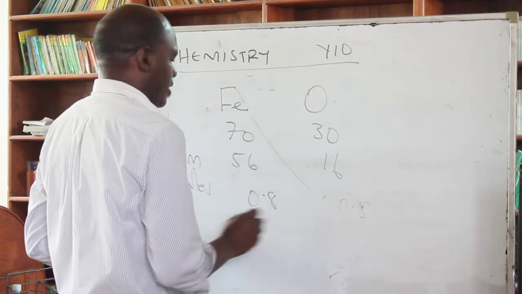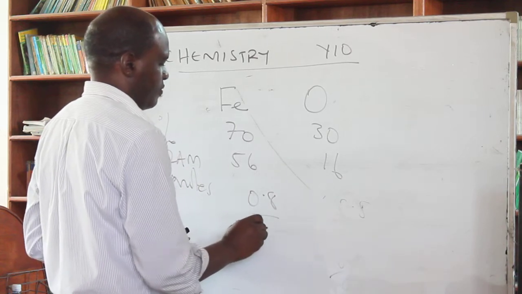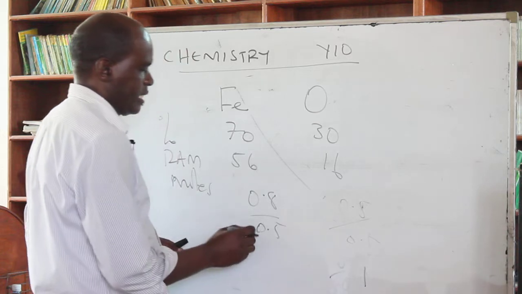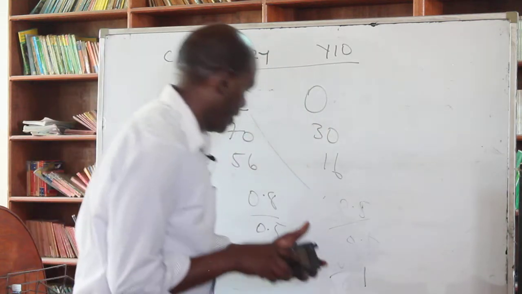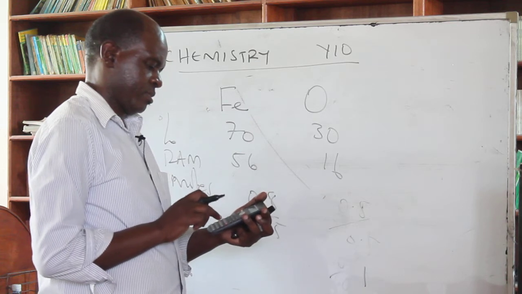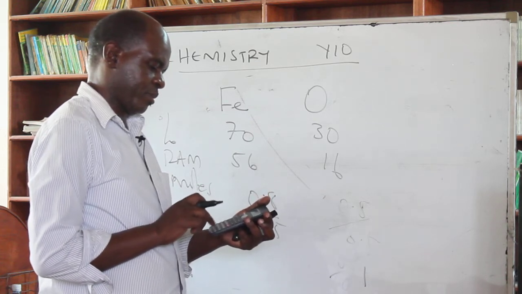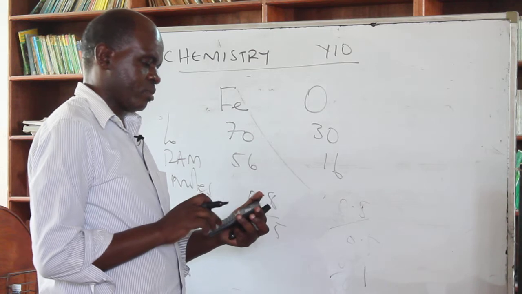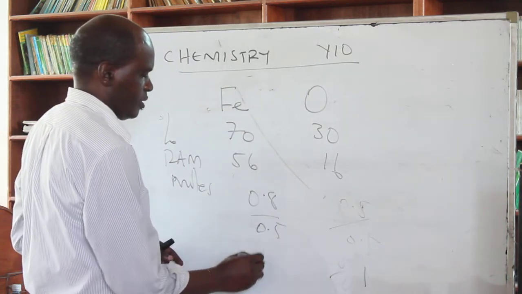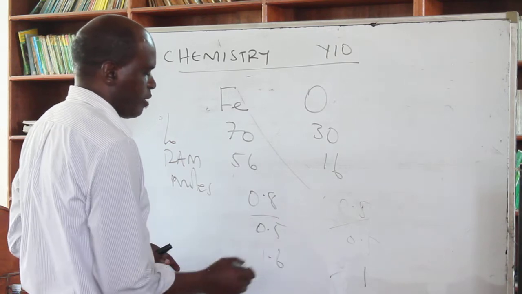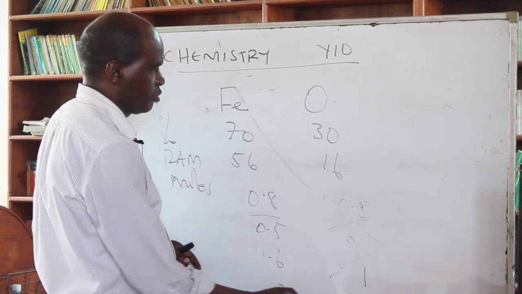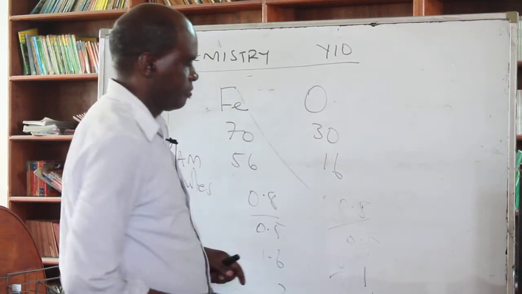Then we divide this by the smallest, 0.5, so that this will be 1, and then 0.8 divided by 0.5 we'll get 1.6. Round off this to the nearest whole number to give us 2 and 1.